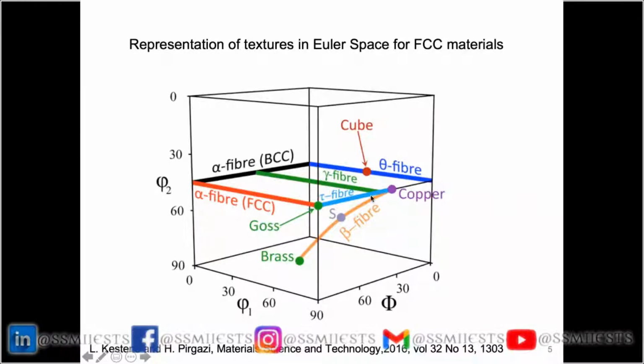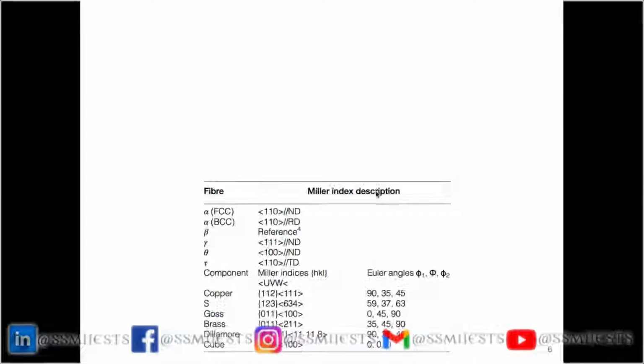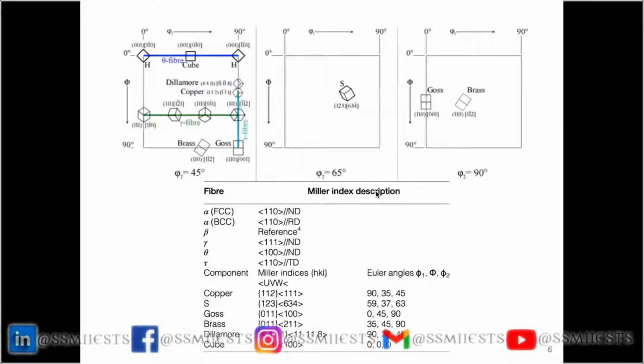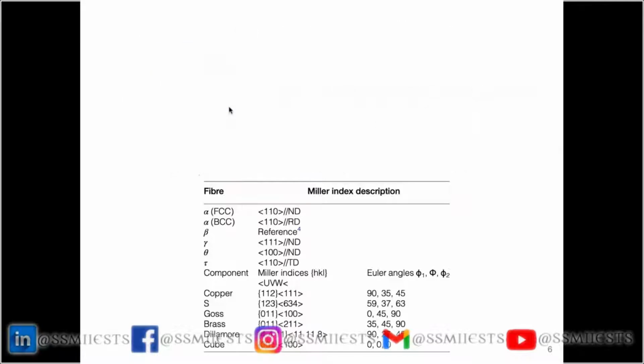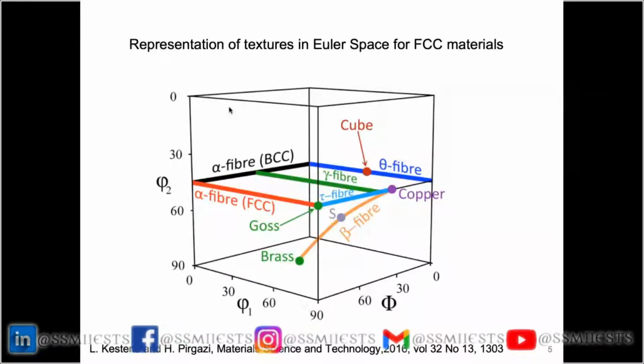And this is the beta fiber. The beta fiber is not so easy to characterize, but it is very important for the deformation texture in FCC materials. We will still encounter this fiber later. So, fortunately, if we're dealing with rolled products of steel and aluminium, we do not necessarily need to consider the entire three-dimensional Euler space.